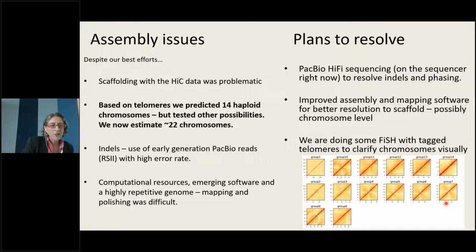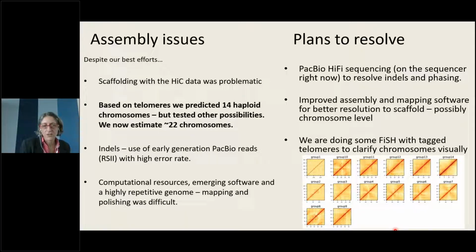We know that there are some problems with the genome. Scaffolding was problematic with the Hi-C, and looking at these interaction frequency maps, we know that we have some chimeras. So there are still issues with the genome, probably due to the generation of the sequence reads, as well as a few other problems we had with some software and computational resources.